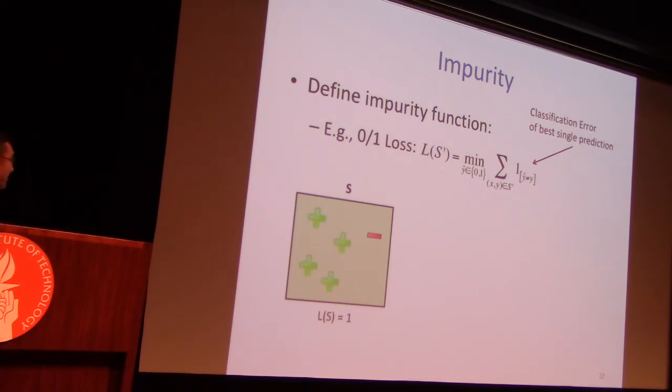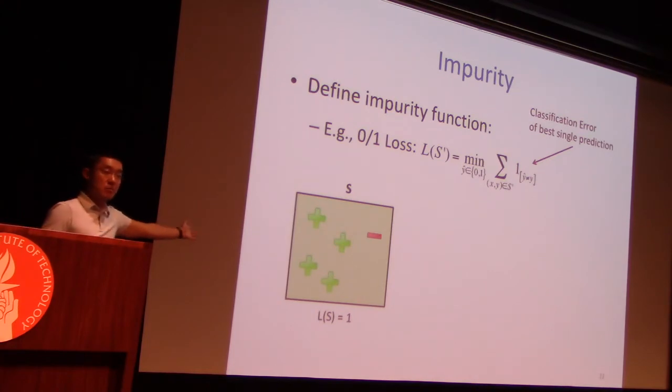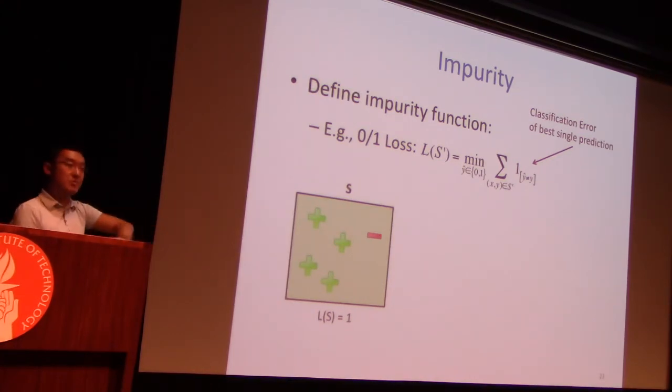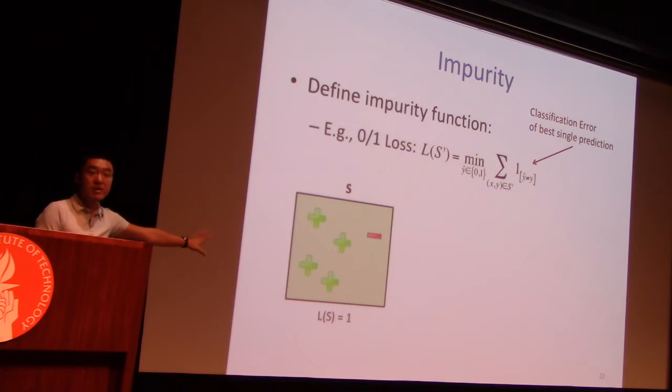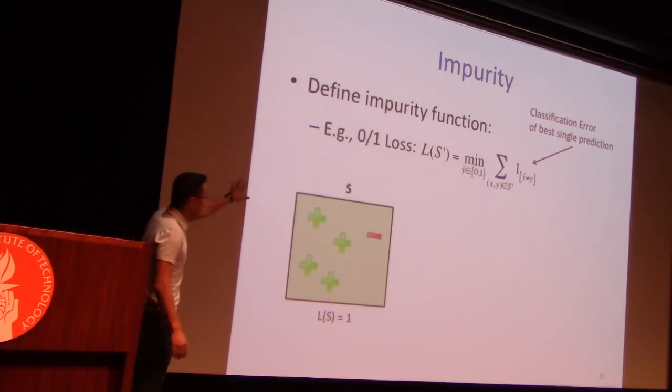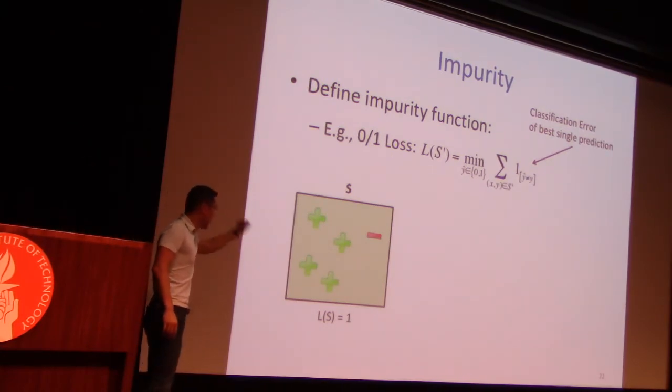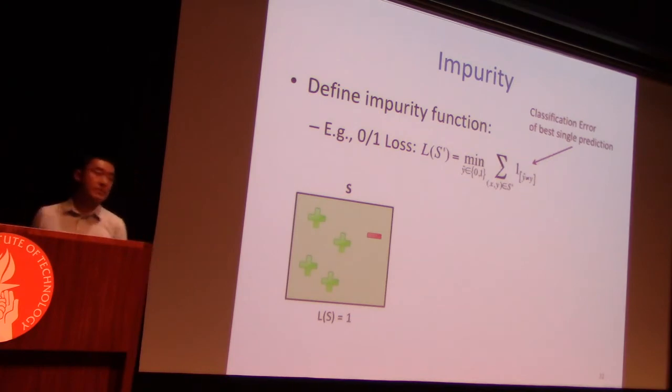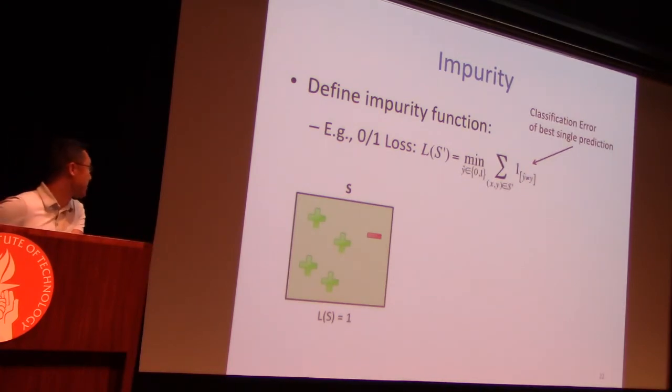So here's the whole training set. If we just had a single root node as a leaf node, we're not doing any splits. We just predict the majority class. So the impurity as calculated by 0-1 loss is 1, and we can also normalize if we want by dividing by the number of training examples. It doesn't really matter.